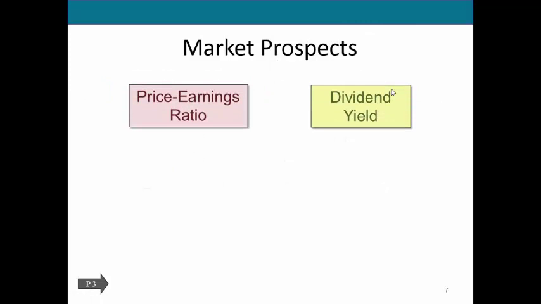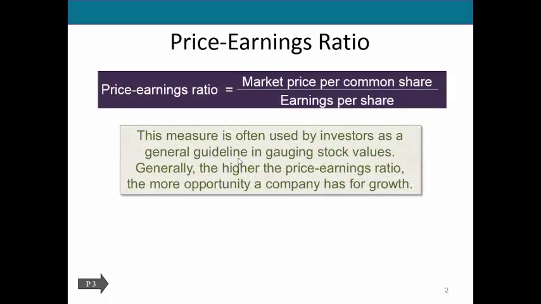Finally, we're going to look at a couple of ratios that talk about the market prospects of a company. When we calculate a price to earnings ratio or a dividend yield, we're comparing whatever our current stock price is to different numbers that help give us an idea of the risk of a company, opportunities for growth, or even the return that investors could expect to get for their stock.